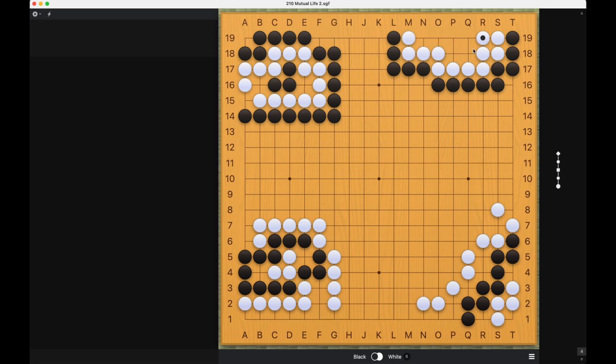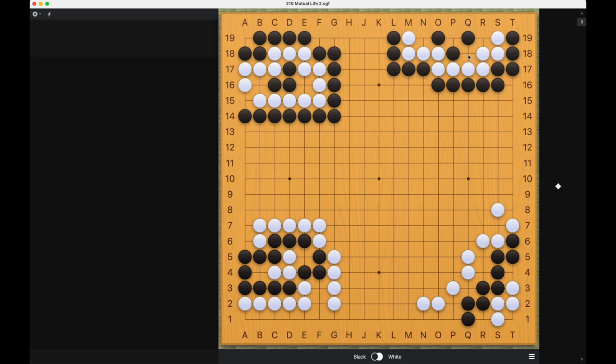This is a living shape. If black plays here, then white will do this. It's also a living shape. And white cannot go anywhere. If white goes here, then white can only capture a bulky 5, so white will be dead. So this pattern, surprisingly, is a mutual life.